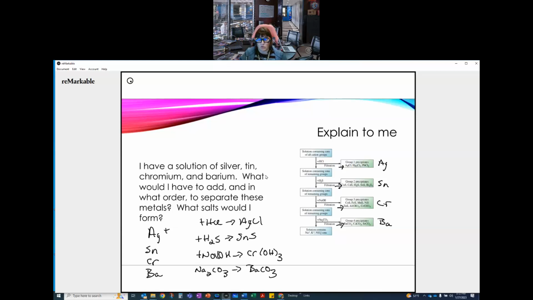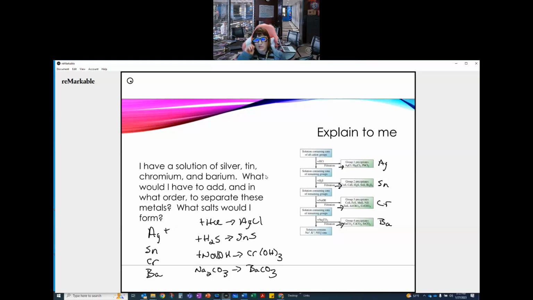And trust me, we always add them in that order. That's always the order that we add them. I'm just asking you so I can make sure that you know that. Okay. We add them in that order. Those are the solids that precipitate at each level and what they come out as when they precipitate. Okay, that's awesome.